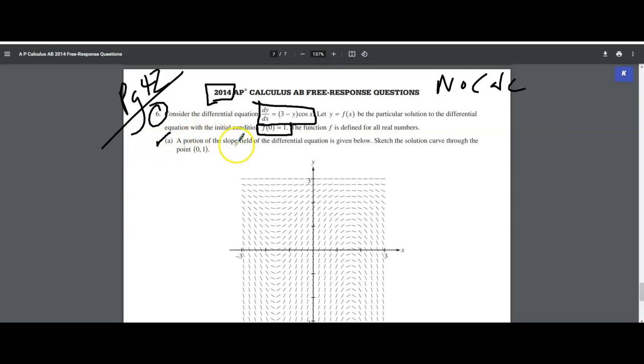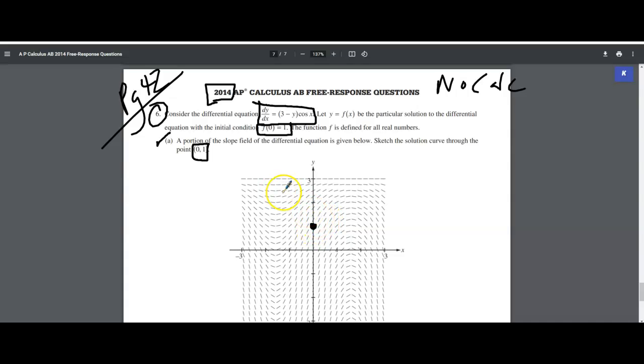And then part A. A portion of the slope field of the differential equation is given below. Sketch a solution curve through the point 0, 1. So sketching a solution at the point 0, 1. So we want to find this point first, 0, 1, and put a dot there. 0, 1 would be right about here.